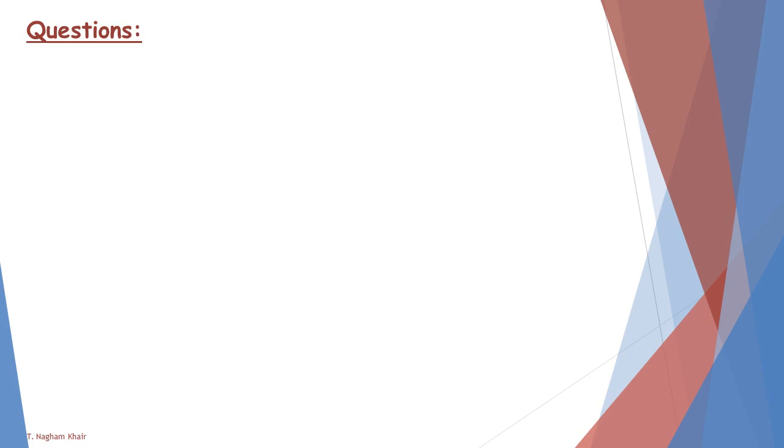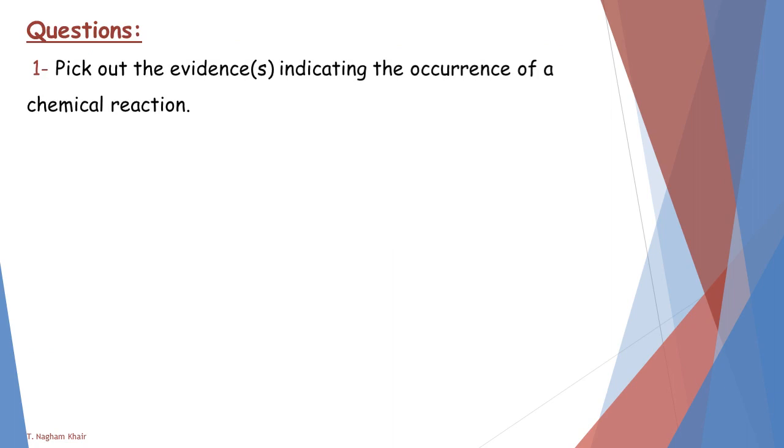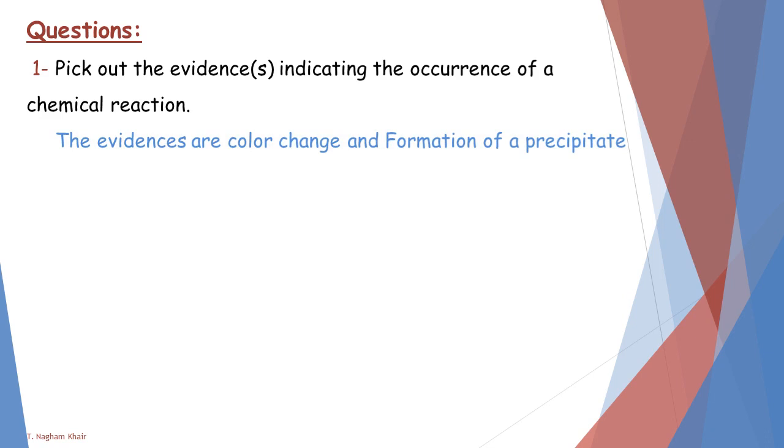Now the questions on this experiment, this chemical reaction. Question number 1. Pick out the evidence or evidences indicating the occurrence of a chemical reaction. As we have seen in the experiment, the color change, and at the end we see a precipitate. So the evidences are the color change and the formation of the precipitate.